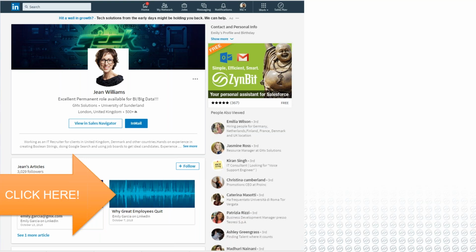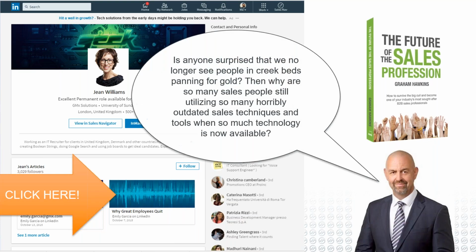And again, this is essential. I told you at the beginning, there's only two sales books I've read in the last couple of years. One was The Machine, and this was the next one, by Graham Hawkins, The Future of the Sales Process. Graham talks a lot about prospecting and a lot about how we're not utilizing the tools necessary in order to go ahead and communicate.